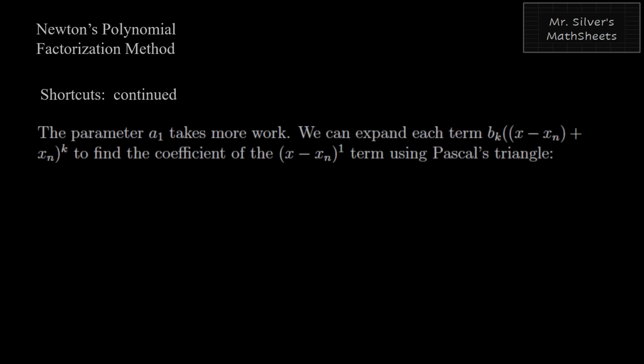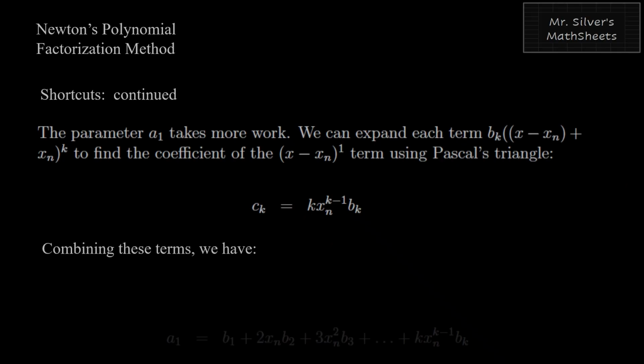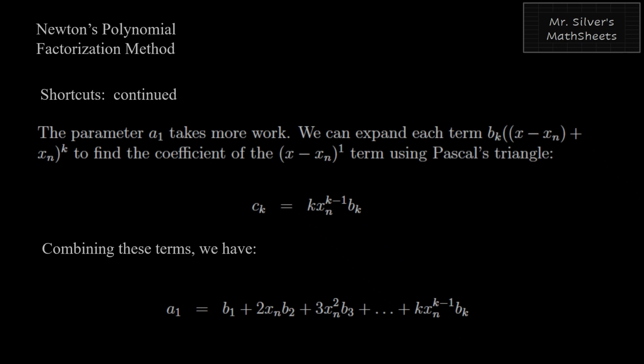Now, the parameter a1 takes a lot more work. But if you expand each term and look at the term of the form x minus x sub n to the 1, you find out that that coefficient is k times x sub n to the k minus 1 times b sub k. Combining the terms, you get this formula. I would not recommend using this at first. You should solve it the long way a few times until you get comfortable.